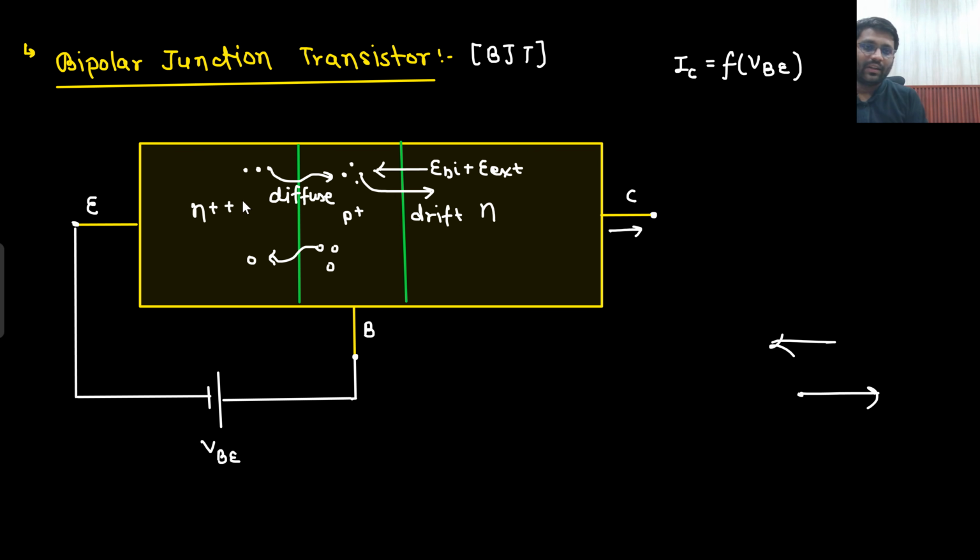What will this side be doing? Electrons will be diffusing. Just as electrons come into the base, this is known as the base, what will they feel? They will feel a very high electric field and they will be swept away. That means here I need to apply a reverse bias.